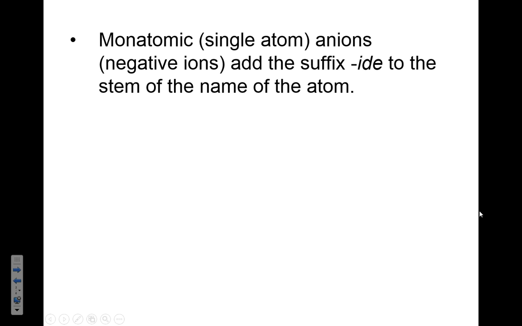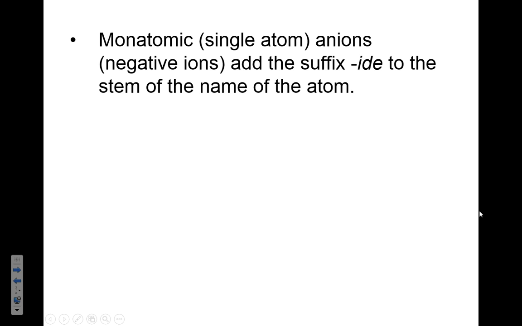So how do you deal with a monatomic anion? Well, what we end up doing is adding the suffix "ide." So sulfur becomes sulfide, oxygen becomes oxide, fluorine becomes fluoride, chlorine becomes chloride, and so forth. So if you see an "ide" ending, it's a pretty good guess that what we're dealing with is a negative monatomic ion. There are two exceptions to that, which we'll see at the end.